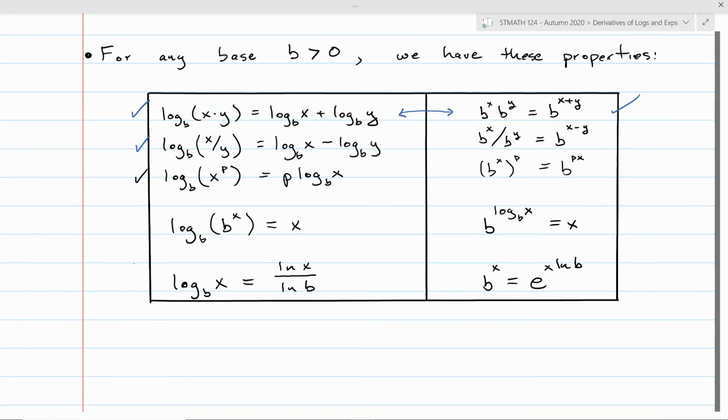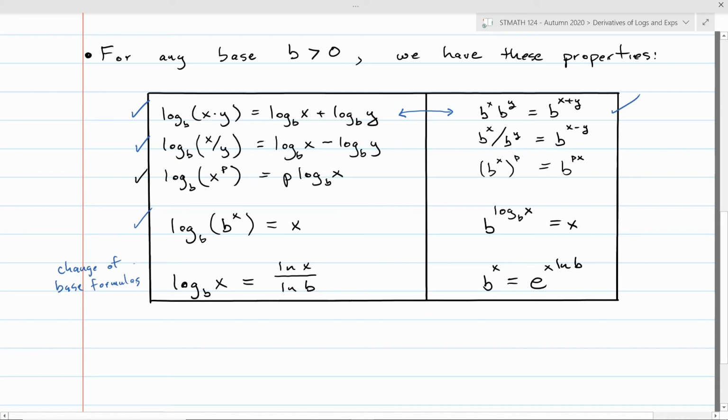And then the fourth one here is just an expression of the fact that the exponential and the logarithm functions are inverses of one another. So they undo each other. So when you do log base b of b to the x, you just end up with x. And likewise, if you do b to the log base b of x on the right-hand side, you just get x. So log base b and the exponential with base b are just undoing one another. They're inverses. And then the last property is what's called the change of base formula, or formulas.